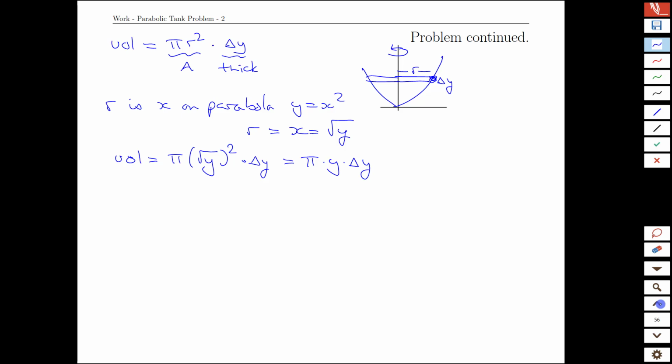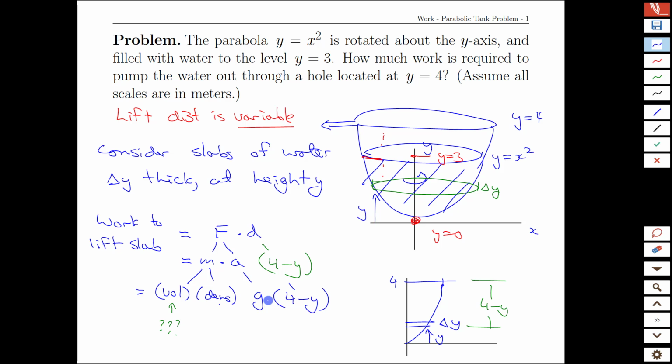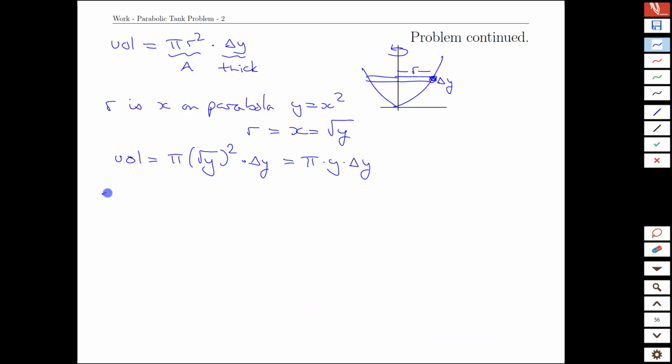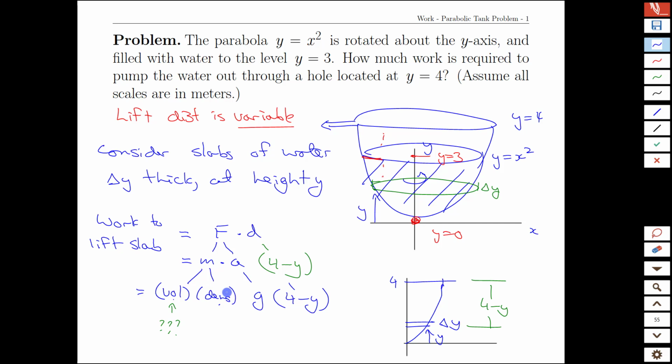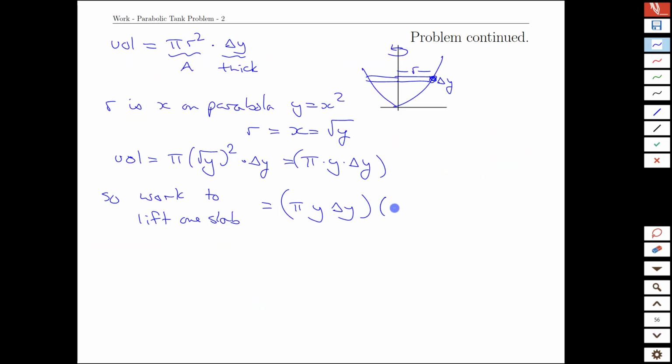Perfect. Going back a slide for a moment, here's the decomposition we had for the work to lift one slab. We now have the missing ingredient for our volume, and then we just need density, g, and 4 minus y. So the work to lift one slab is going to be equal to our volume, pi y delta y, times the, I already forgot, density, gravity, 4 minus y. Density is 1,000 kilograms per cubic meter. G is the acceleration due to gravity, and 4 minus y is the lift height.